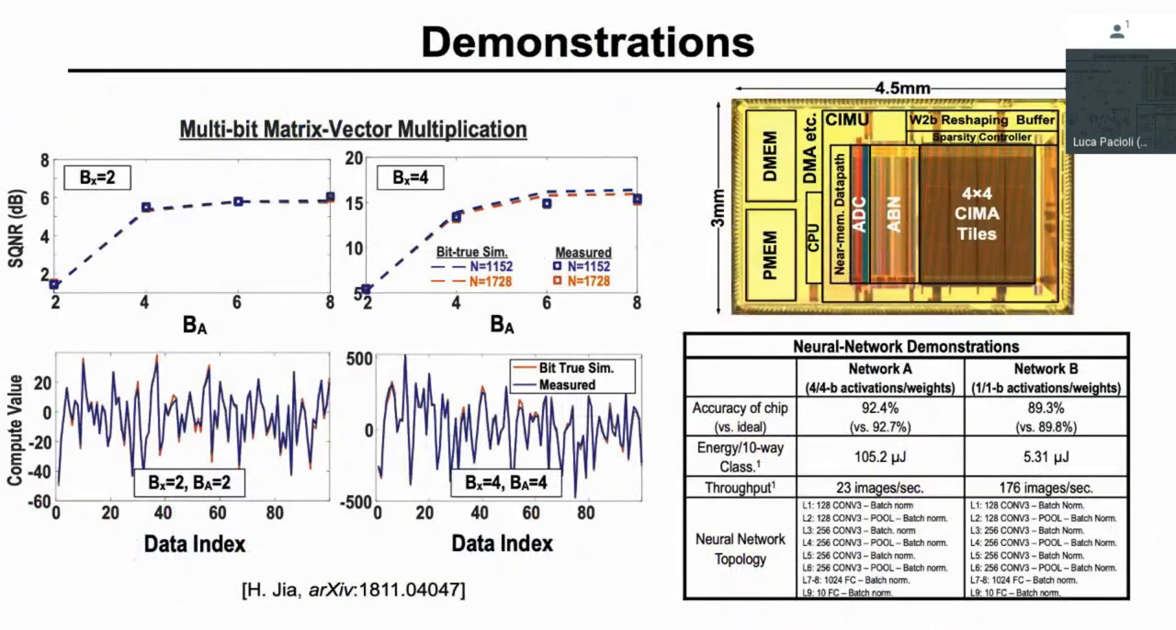Okay, so we have this chip. It's implemented in 65 nanometer CMOS. We've measured it. It gives us very stable compute. In fact, the SQNR you get looks very much like the bit-true expected SQNR. That's in the dotted lines, and then these markers are the actual chip measurements. These are just time domain waveforms of outputs coming from here, so you get very precise compute.